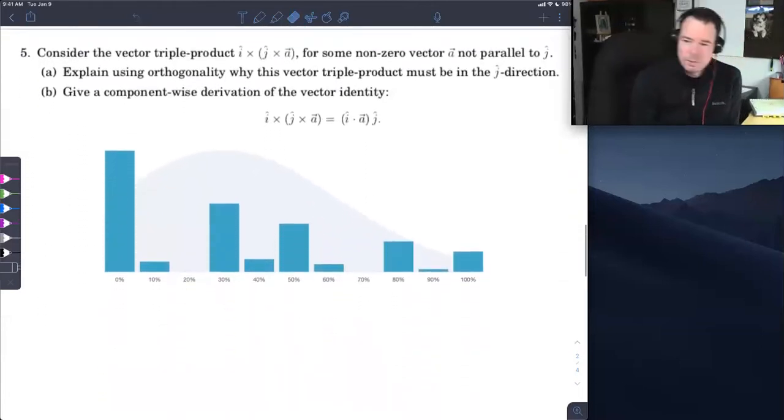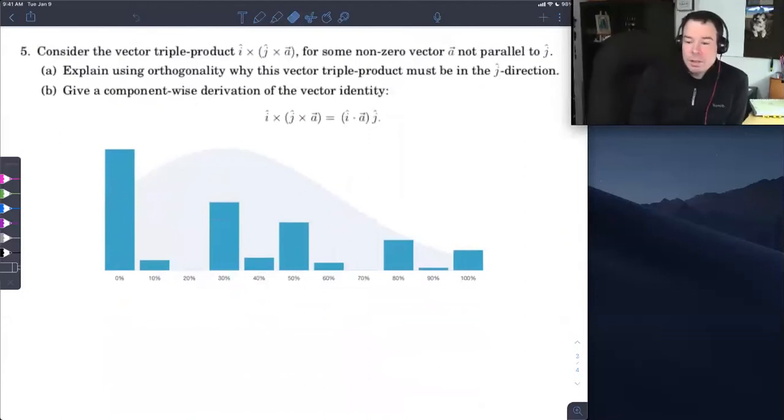Question 5, this was meant to be a bit more of a thinker question, at least part A was. Part B was just a computation, do the cross product. Part A was explain why the direction had to be in the j-hat direction using orthogonality. This was analogous to one of the additional questions on the homework assignment, with just a slight change in some of the vectors, so the argument was to be the same, just slightly modified. Part A was meant to be the hardest question on the exam, and some people did quite well in terms of the explanations there.